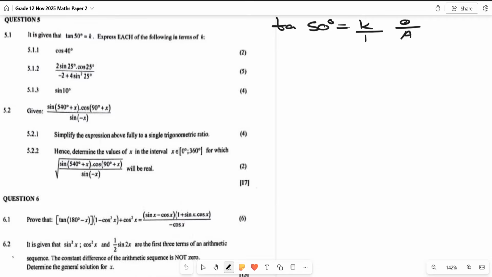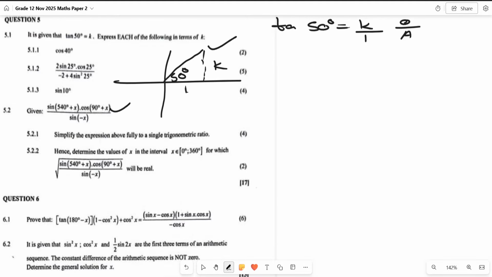Now, we need to express this. But before we can proceed, where is tan positive? As you can see there, we need to have a Cartesian plane. Tan is positive in the first and third quadrant. We actually have 50 degrees, so we are just here in the first quadrant. So, guys, that means that the opposite is going to be k. The adjacent is going to be 1.